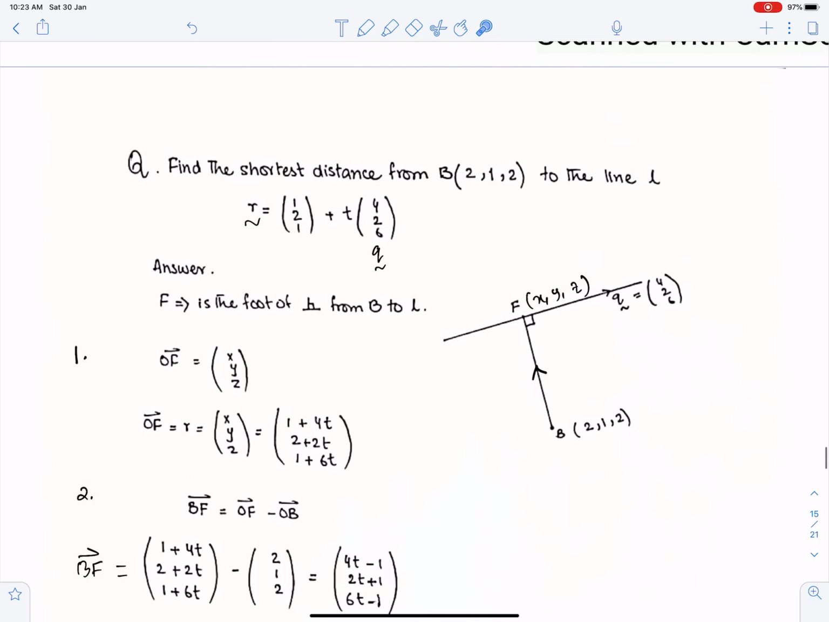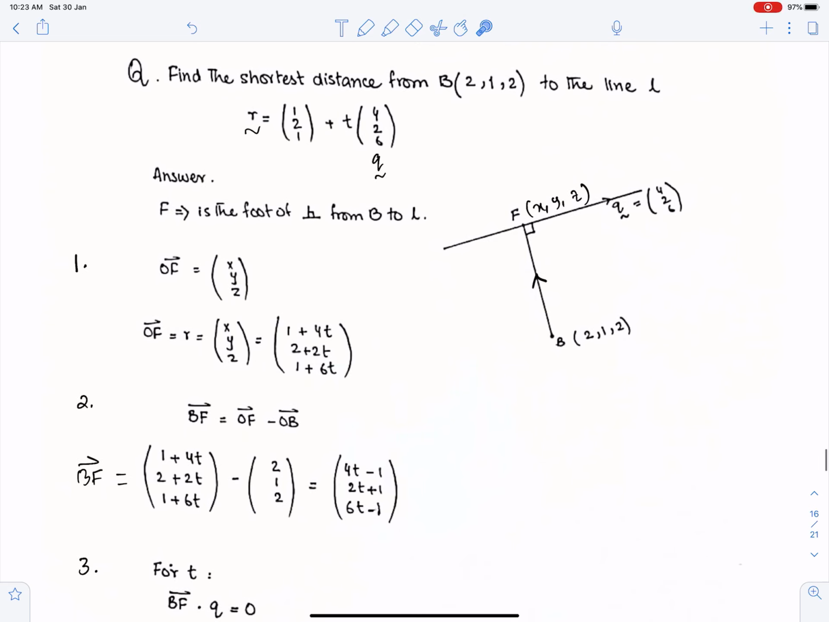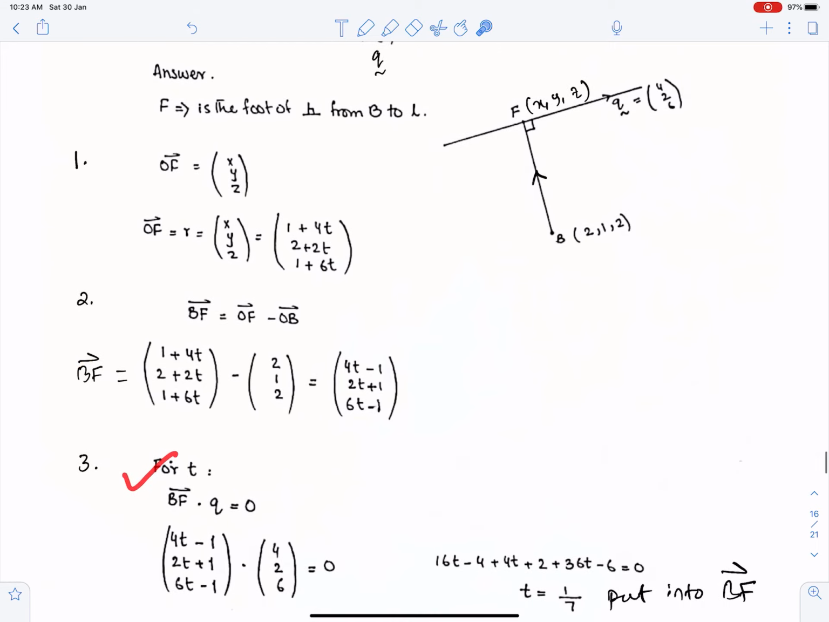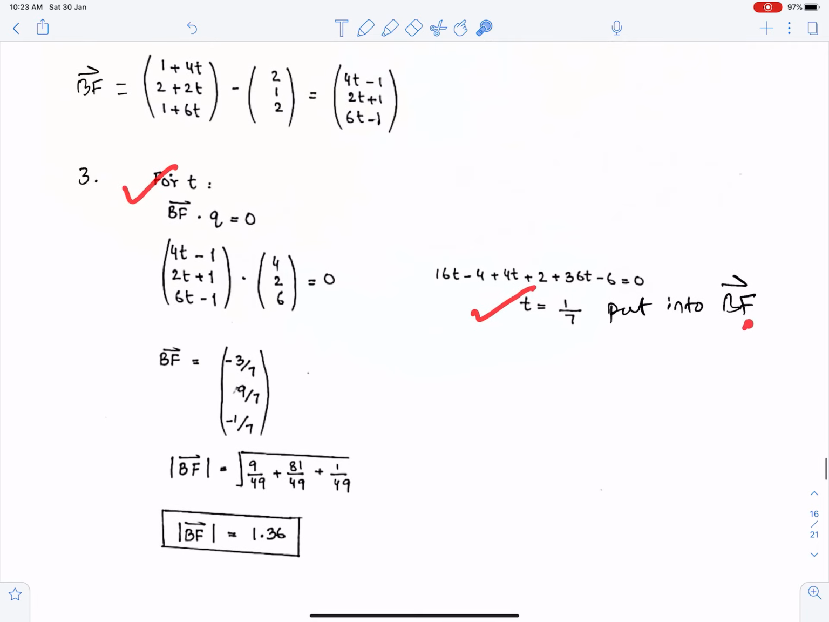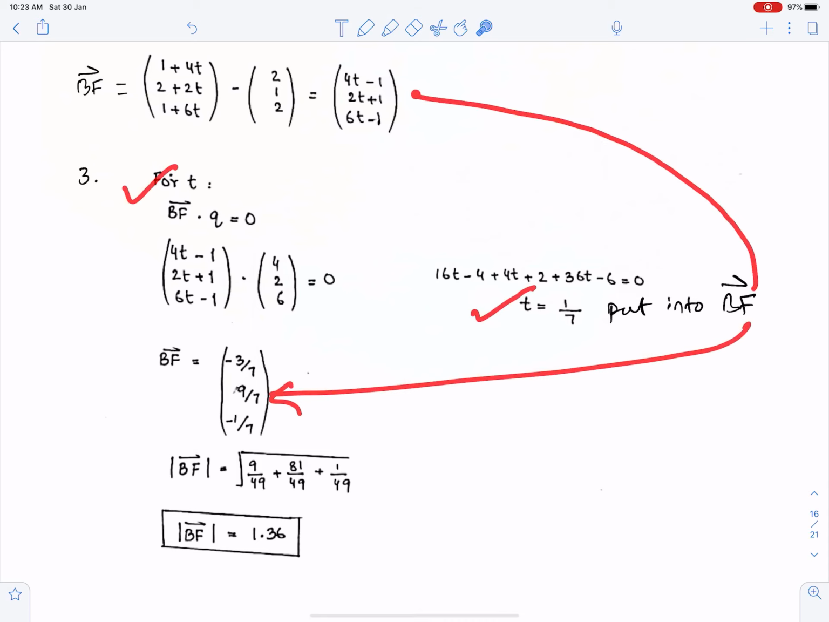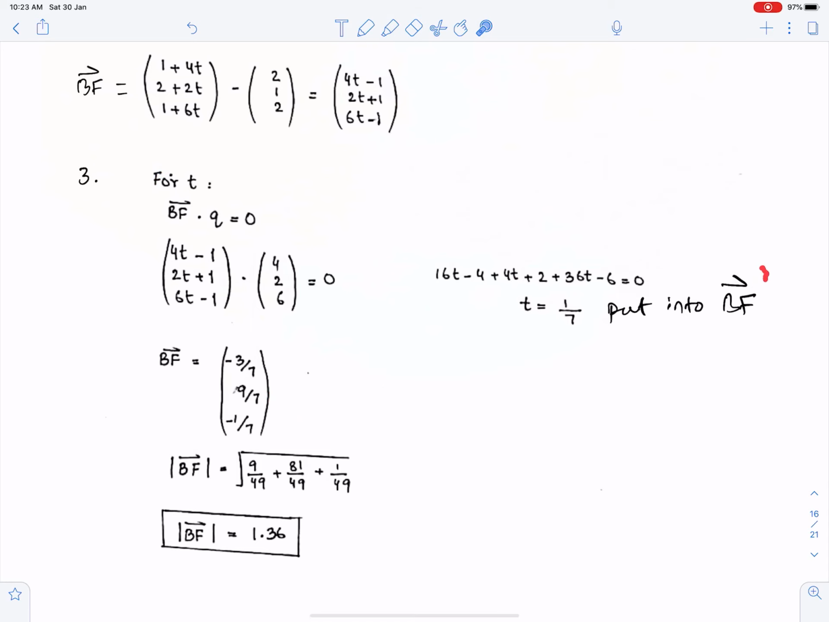If you want to see the solution again, you can. Step 1, find OF. Step 2, find BF. Step 3, work for T. Get the value of T and then substitute T back into BF. This is BF. When you put this T here, you'll get this BF.